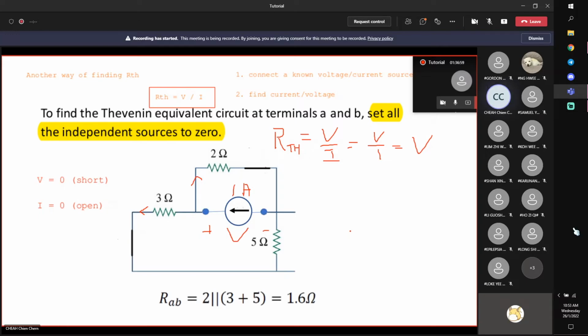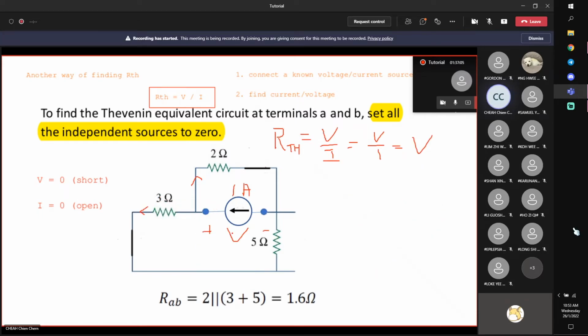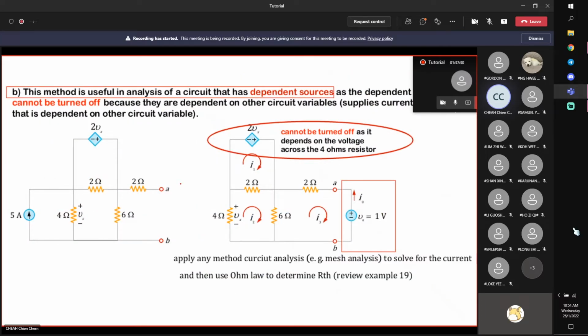So the method is not fixed. Use any method as you wish. Sometimes it's more convenient to put a voltage source. Sometimes it may be more convenient to put a current source. So it depends on the circuit configuration. I hope everybody gets the idea. If you have a circuit where you cannot find the resistance directly, what you do is pump in the source, measure or calculate the other variables, and then use Ohm's law to calculate the resistance indirectly. But take note that this method is only useful when you have a dependent source, as in this case, where we have a dependent source.